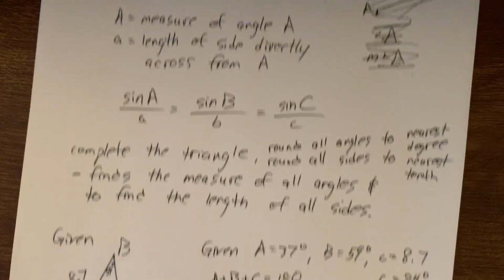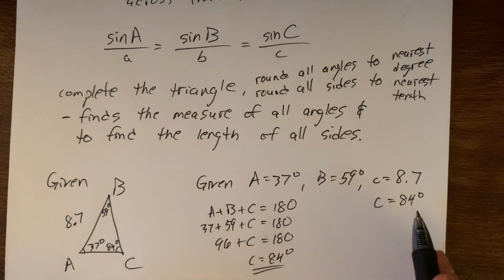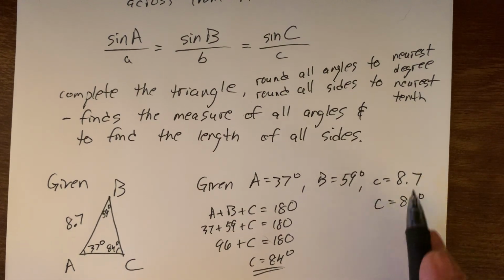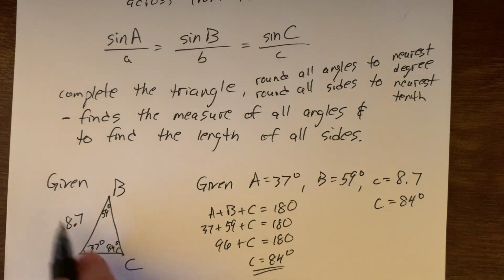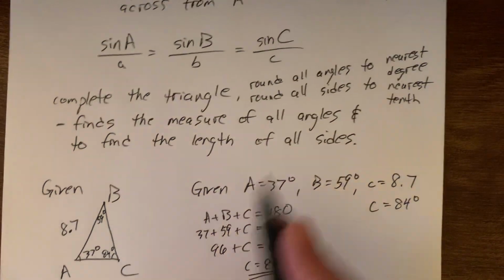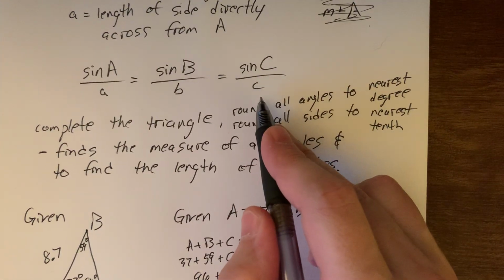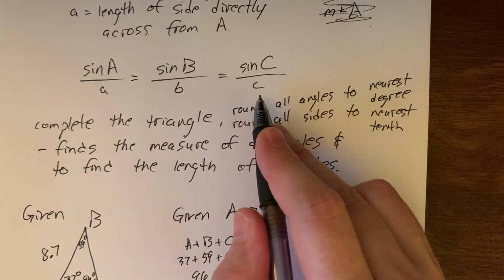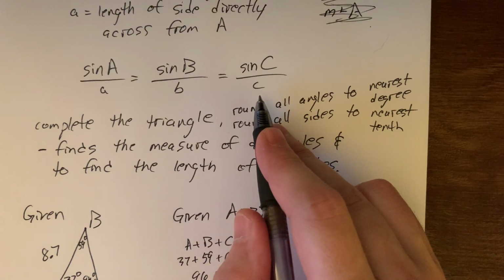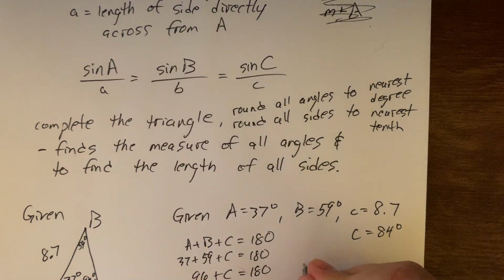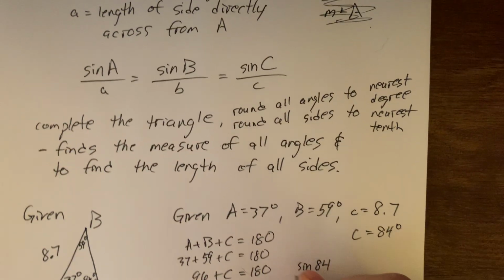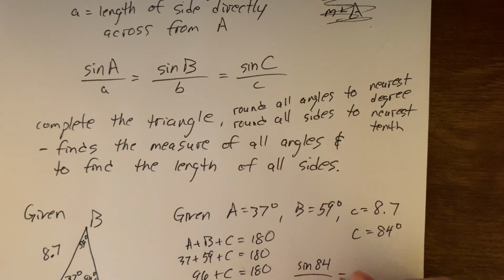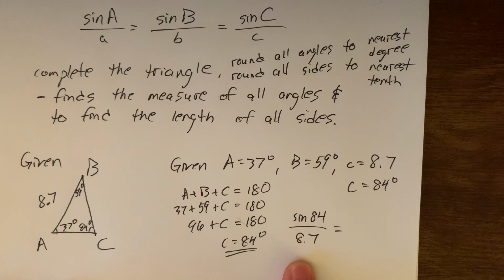I've already just found angle C, so now I've got angle C and side C. I've got this corresponding pair, so I can plug that in here. And it doesn't matter how you set up your proportions, everybody. It's just about being consistent, but I'm a creature of habit, so I always like to start with my proportion with the sides that I know together. So I'll get sine of 84 over 8.7 equals.